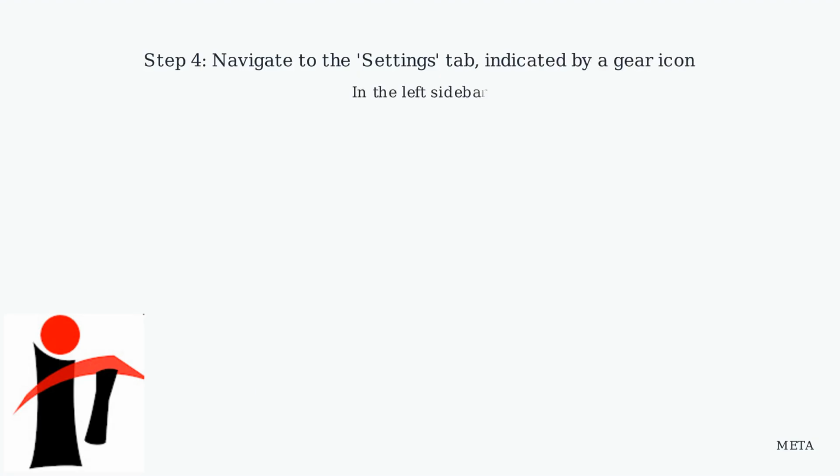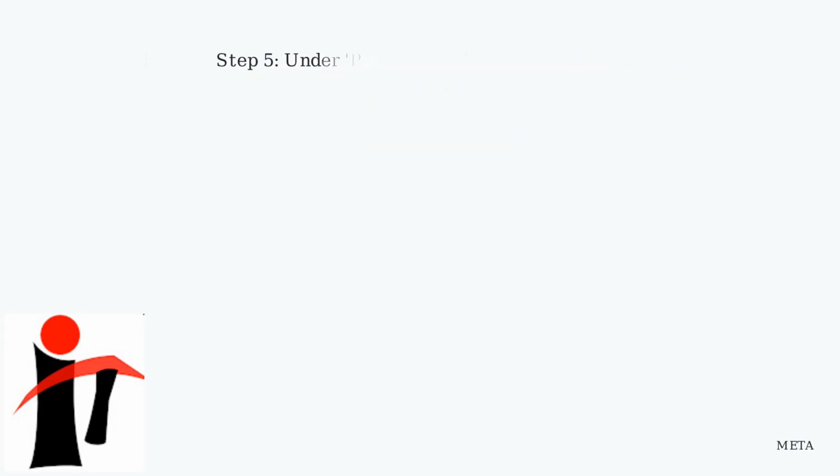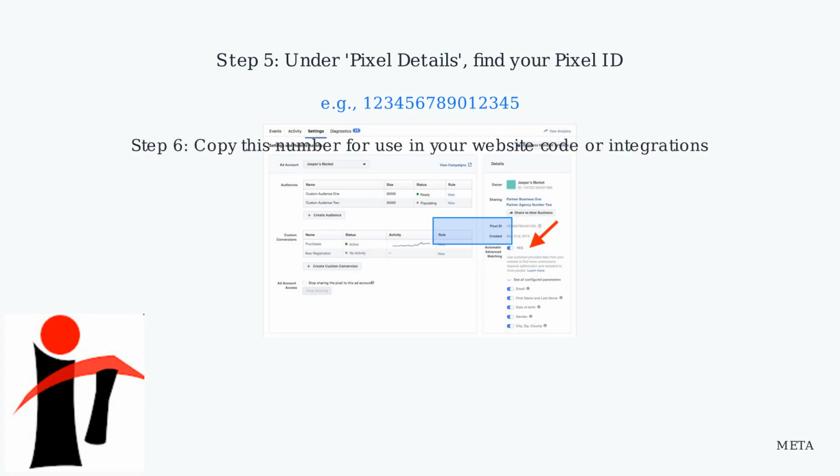Next, navigate to the Settings tab, indicated by a gear icon in the left sidebar. Under the Pixel Details section, you'll find your Pixel ID. This is a unique number like 1234567891235. Simply copy this number for use in your website code or integrations.